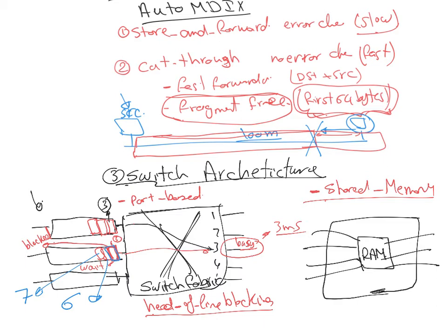So RAMs solve the problem of head of line blocking, and this is in real life again from our example.